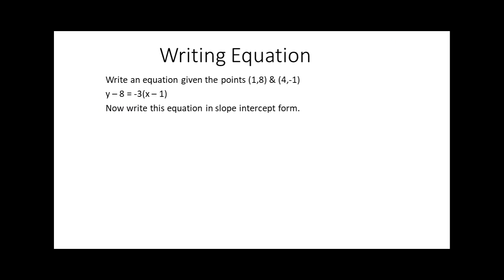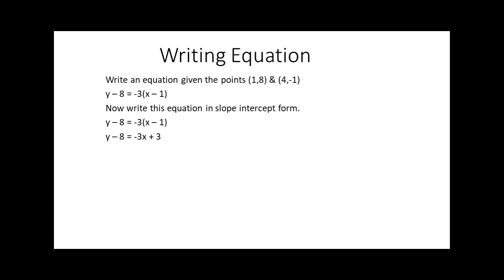Now that we have the equation written in point slope form, we want to write it in slope-intercept form. Slope-intercept form is when we have y all by itself. So what we want to do now is simplify the right side and then get that y by itself. So we're going to distribute -3. -3 times x is -3x. -3 times -1 is +3. So we get y minus 8 equals -3x plus 3.